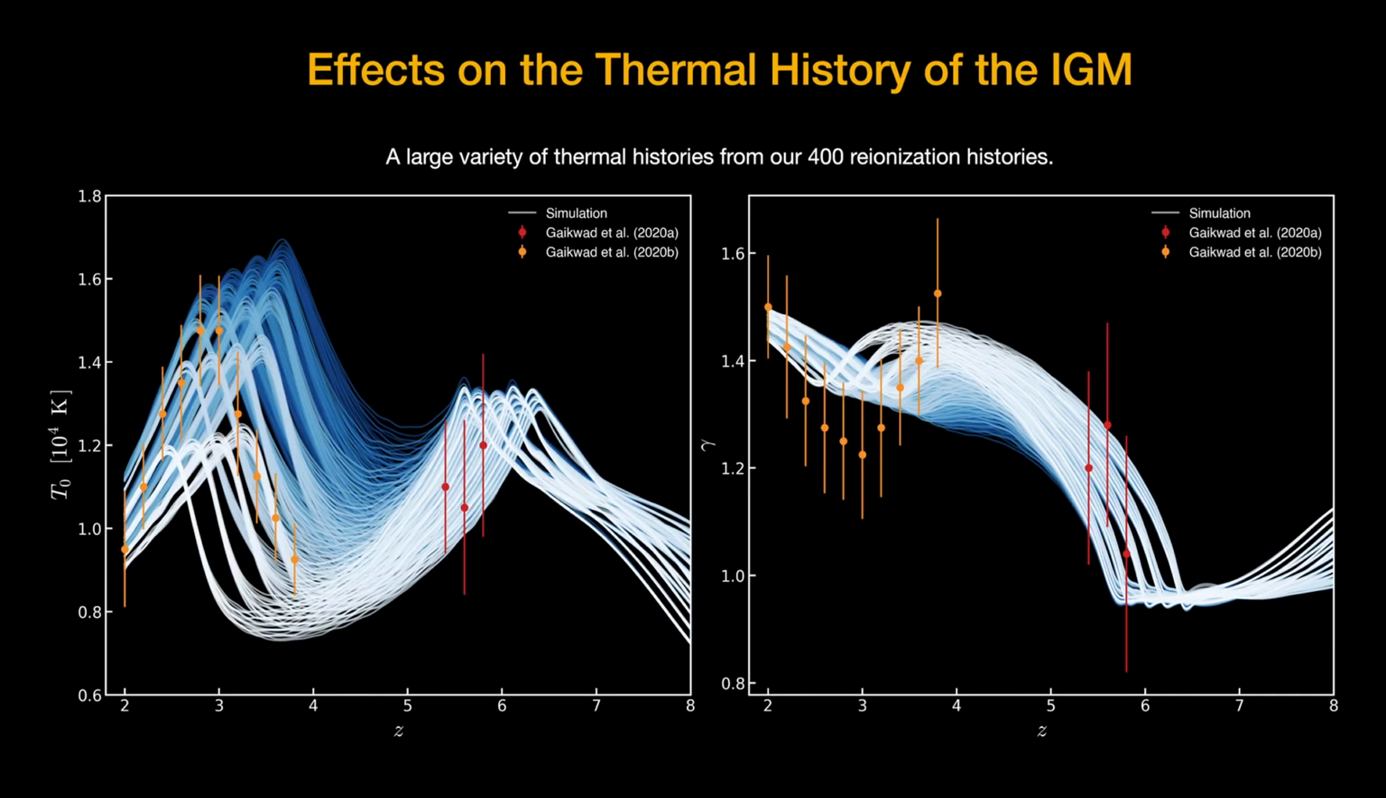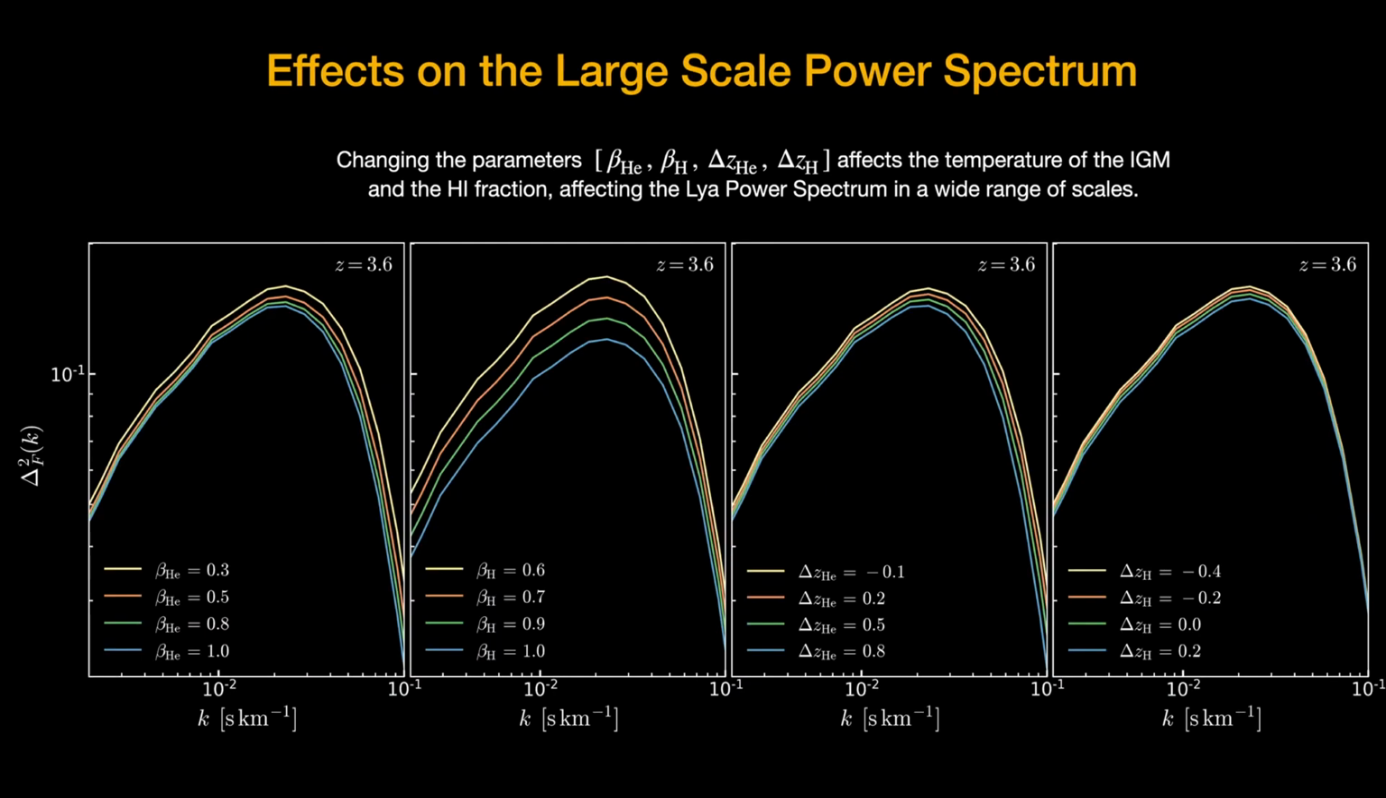Now you see all the different thermal histories from our 400 simulations, and you can see how we can create a large variety of thermal histories from the different reionization histories. The different reionization histories also have an effect on the neutral hydrogen in the IGM, and as you can see here, these effects combined to the different thermal structures of the gas results in variations of the Lyman-alpha power spectrum on a wide range of scales. Something to note is that the amount of variation induced by each parameter is different and also redshift dependent.